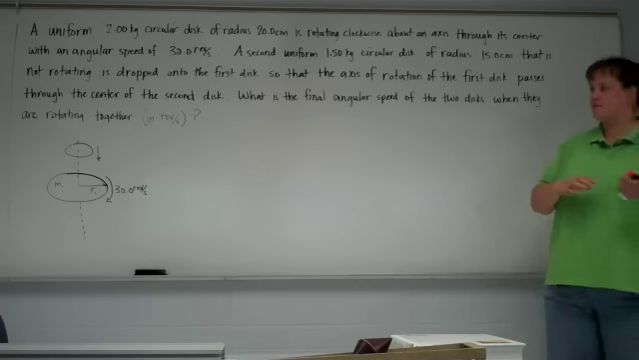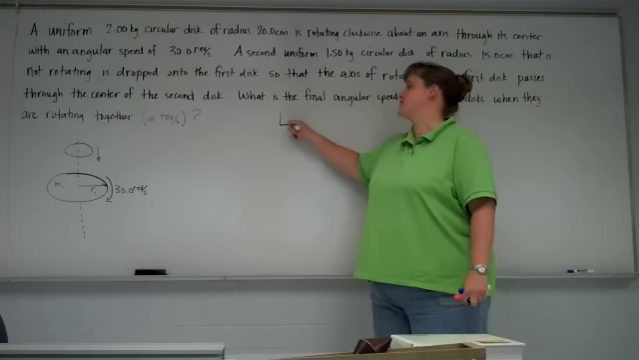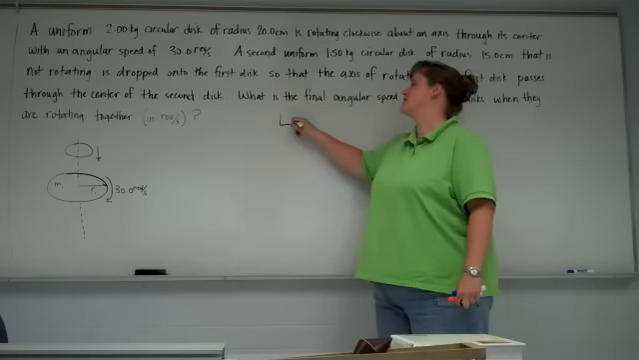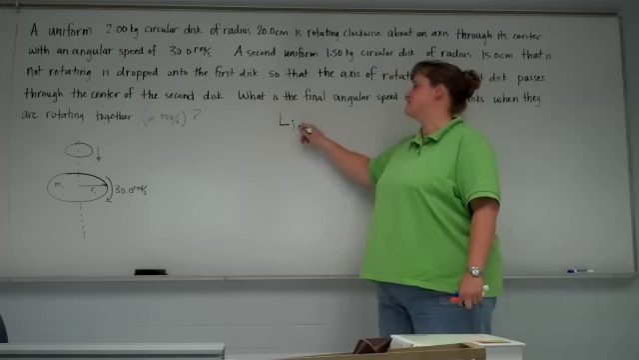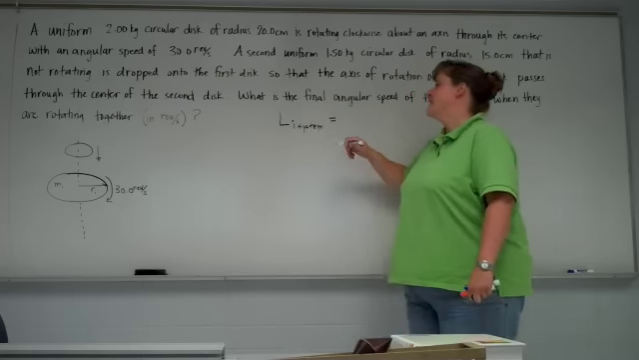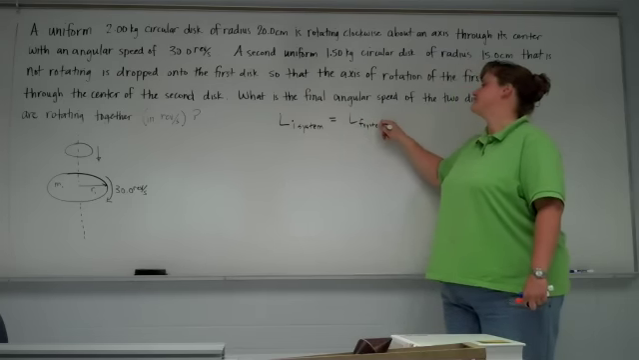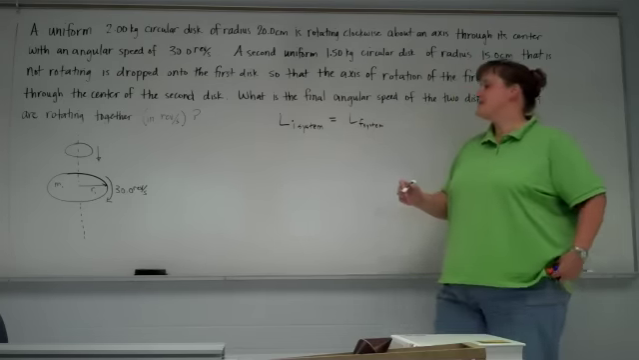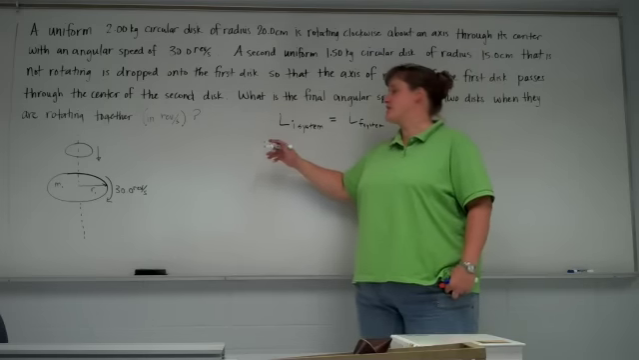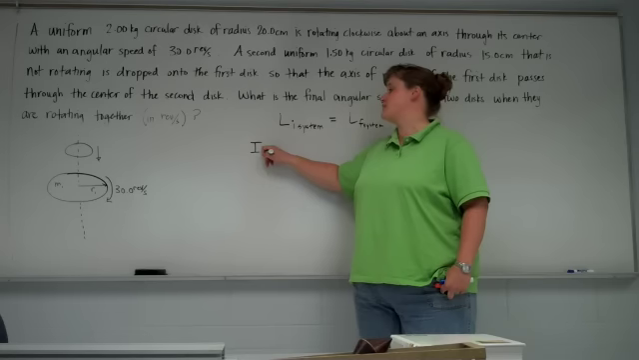Collision, momentum. In this case, since we're dealing with rotating objects, we want to look at angular momentum. So the initial angular momentum of the system, which consists of the two discs, has to equal the final angular momentum of the system. Initially, we have two separate objects. They're not moving together. So we have the angular momentum of disc 1.